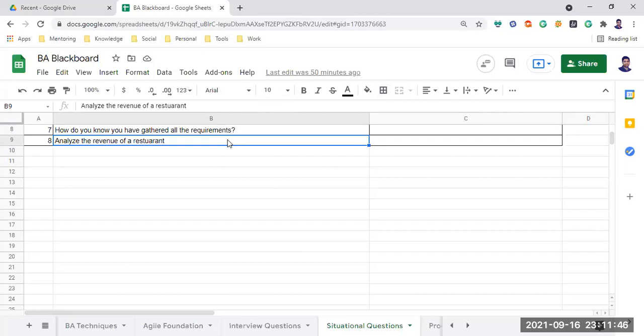So the question is, you go into a restaurant, and how much is the revenue of that restaurant? I'm not looking at the exact figure, but what are the different questions that you will ask, and how will you analyze and come up with the revenue of a restaurant? This will validate your analysis skills on how you analyze something which is unknown to you.